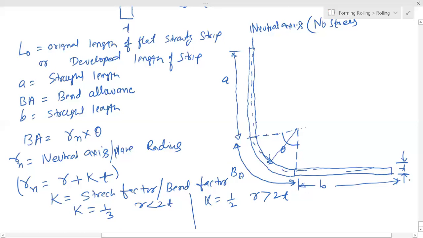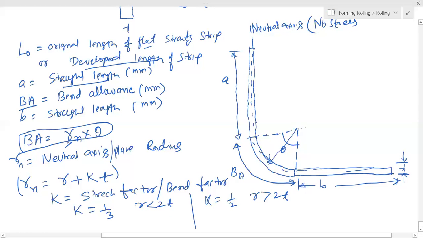So this is our product, right? Now this is our product. So original length we can calculate if you know this. The original length of the flat strip, or developed length, means you have to make it straight. So A is the straight length, that is the vertical one, this one. Then BA, this is also in millimeter or centimeter. Bend allowance is again in millimeter, or centimeter or meter, anything. And BA, that is bend allowance, you can calculate by this Rn into theta. This is the theta that we call bend angle.